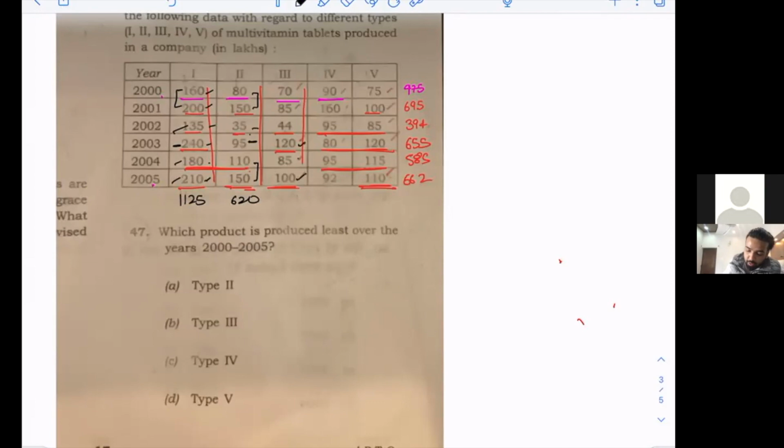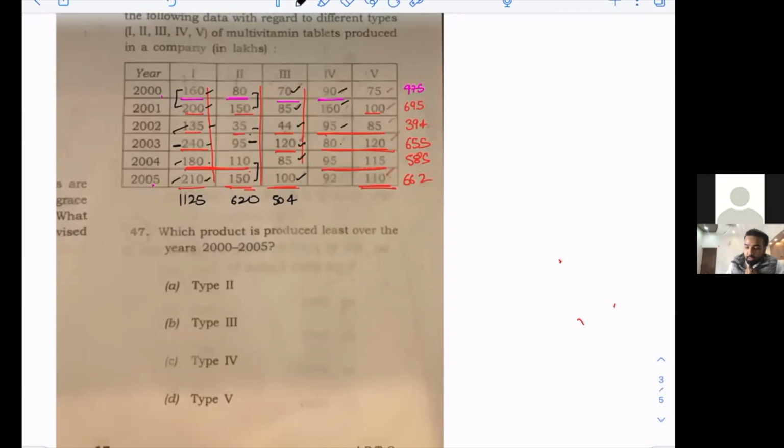100, 120 to 185. 205, 305. 305 plus 5 would make it 310. 310 plus 80 would make it 390. Plus 70 would make it 460. 460 plus 44 would make it 504. Great. 250. 250 plus 100 would make it 345.